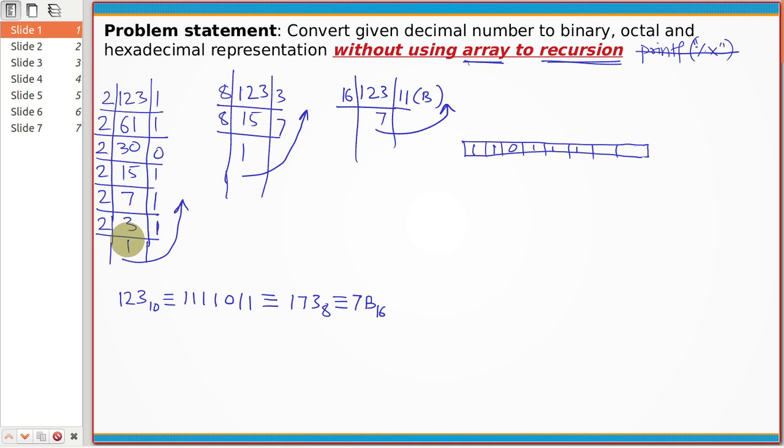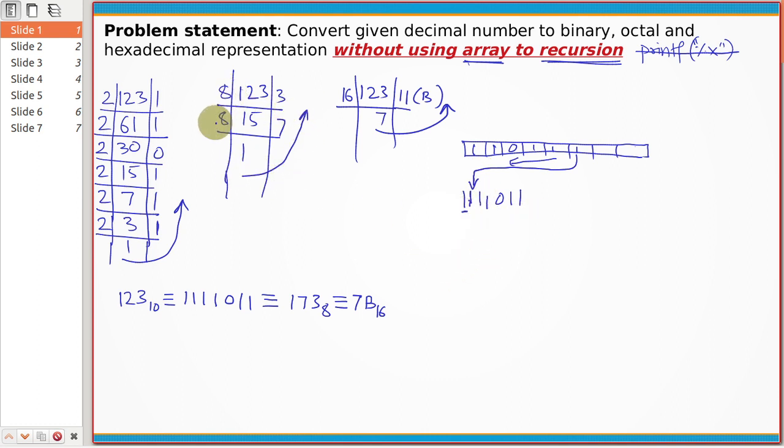Whenever you get a number smaller than your base, you print it, and then you print these remainders in reverse. The last remainder that you got, you will print immediately after this. 1 1, then this one, then this one. So basically you print it in reverse: 1 1 1 1 0 1 1. This one is this, and the remainders you then print in reverse. This is your binary number.